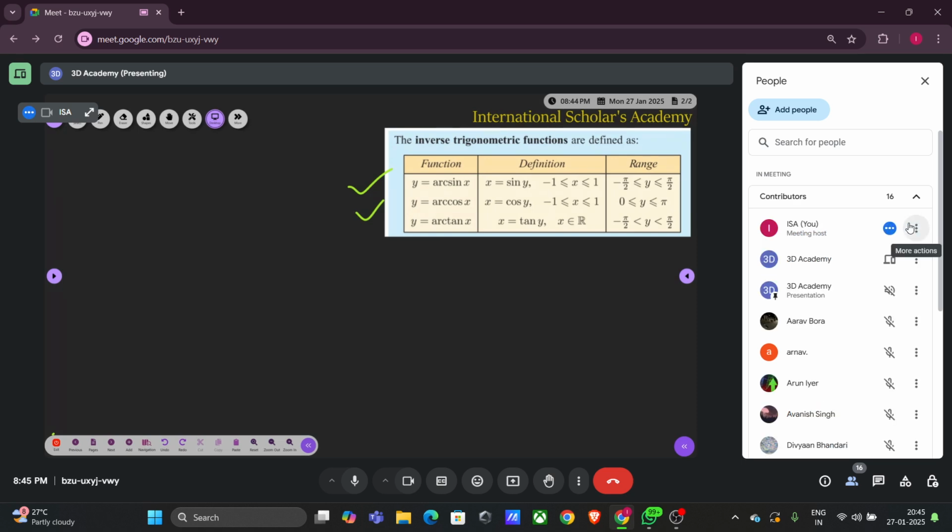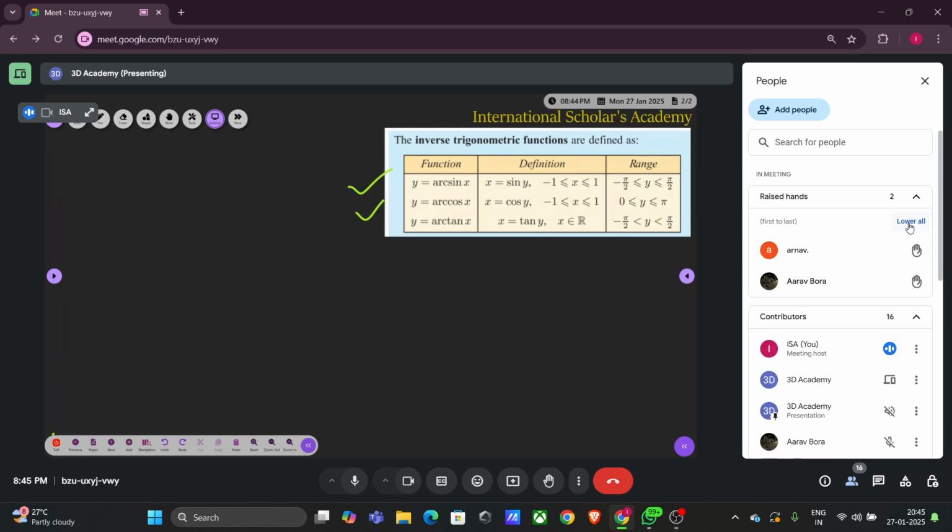Please raise your hands. See, the point is very simple. It is all about restrictions. If you can restrict it within the proper range or proper input, you will get the function. If you can't restrict it, then it will not be a function. Understanding it or not, guys? Okay. Now, let's do one thing.